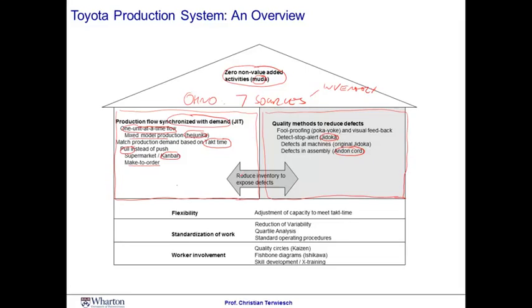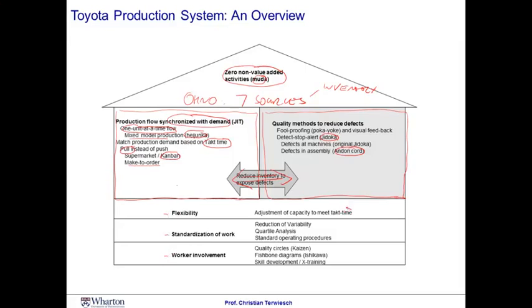Notice this tight coupling between the inventory and the quality module. As we discussed, inventory covers up defects and oftentimes gets in the way of process improvement. This is due to the long information turnaround time that you have if you buffer. The Toyota production system is built on a foundation of flexibility, standardization, and worker involvement.